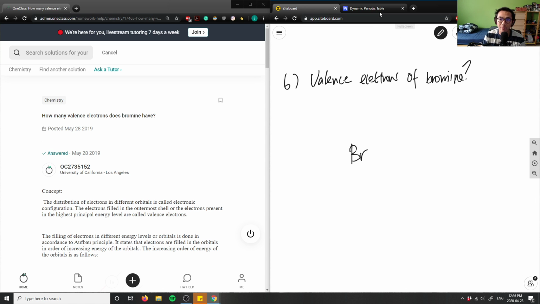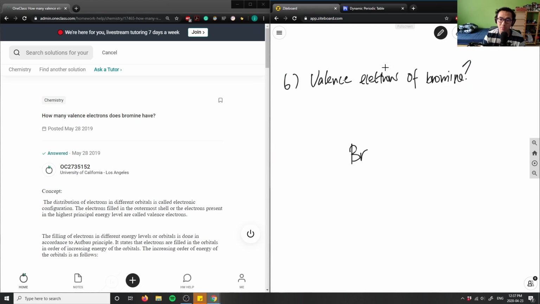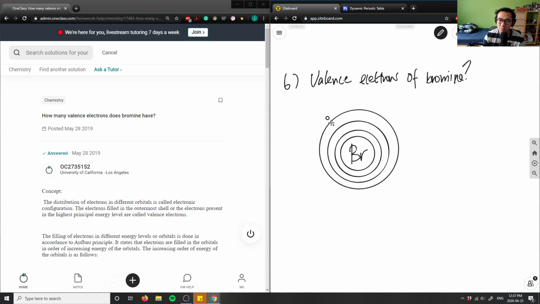And I would have to look at how many shells I need for bromine, right? Bromine here is not a metal. It's a non-metal, so it exists on this side. And as you can see, number 35 here is Br, our bromine. So we're going to have 1 energy level, 1 shell, 2 shells, 3 shells, and then 4 shells here, right? So I'm going to have to draw 4 shells. This is my first shell, second shell, third shell, and then our 4th shell, like so.